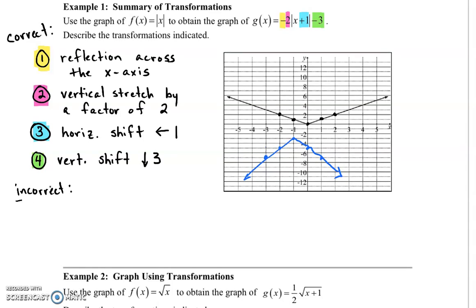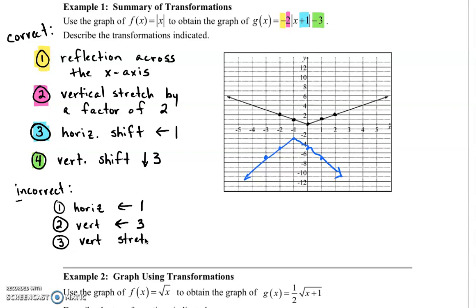So what if we do the horizontal shift and then the vertical shift, and then we do the vertical stretch, and then the last thing we do is reflect.